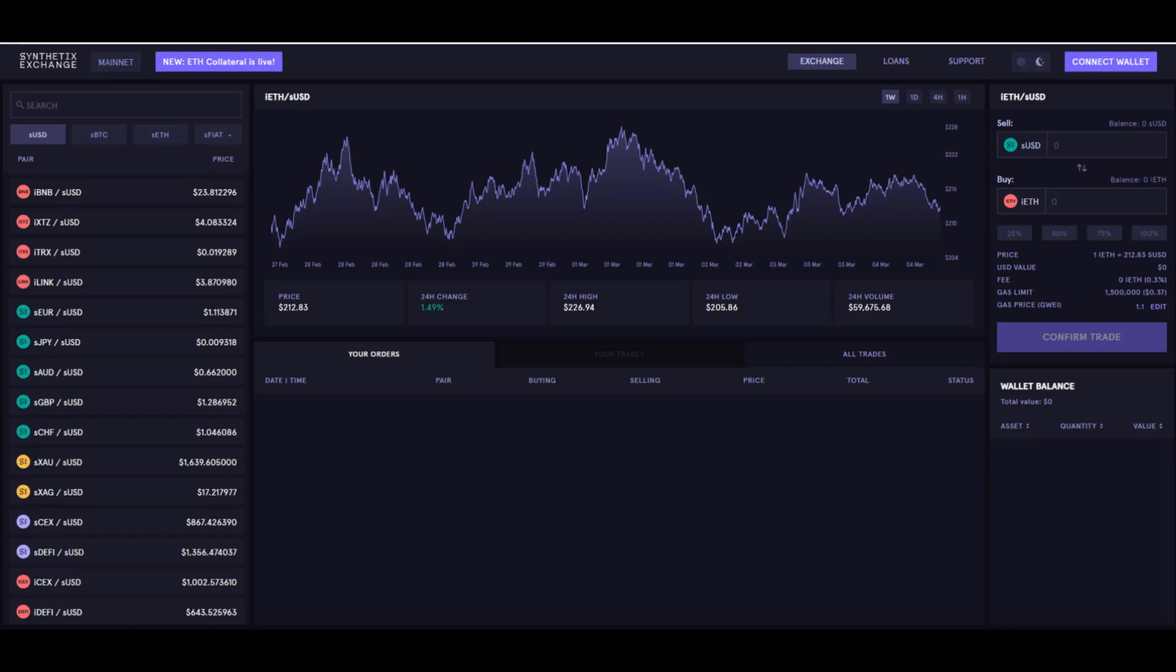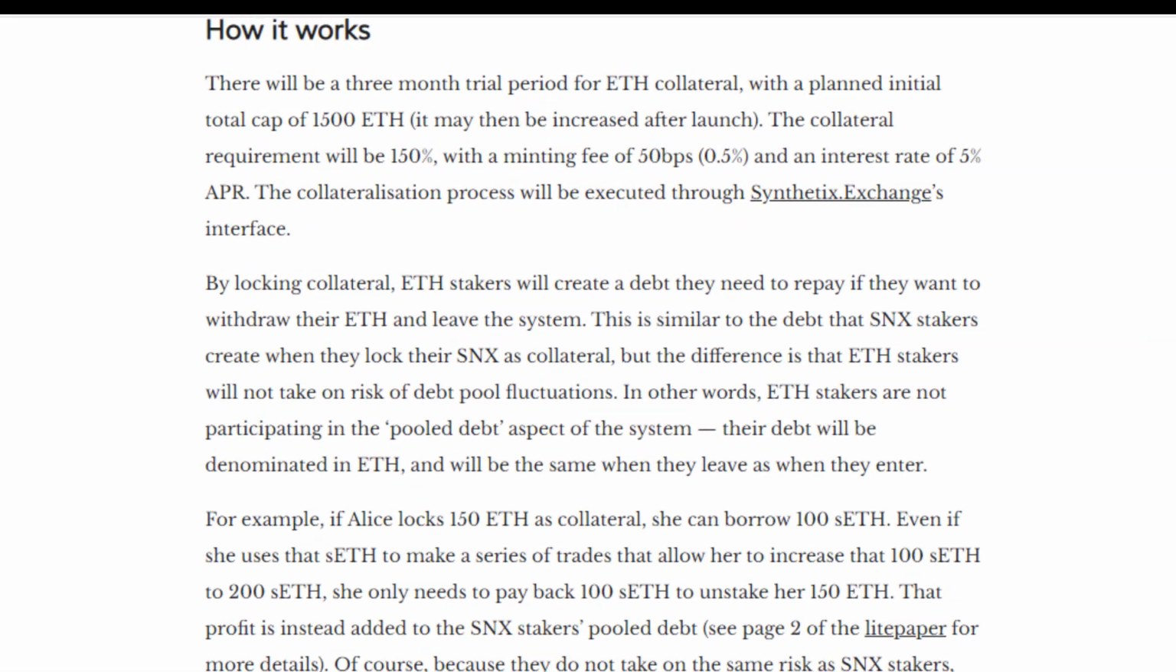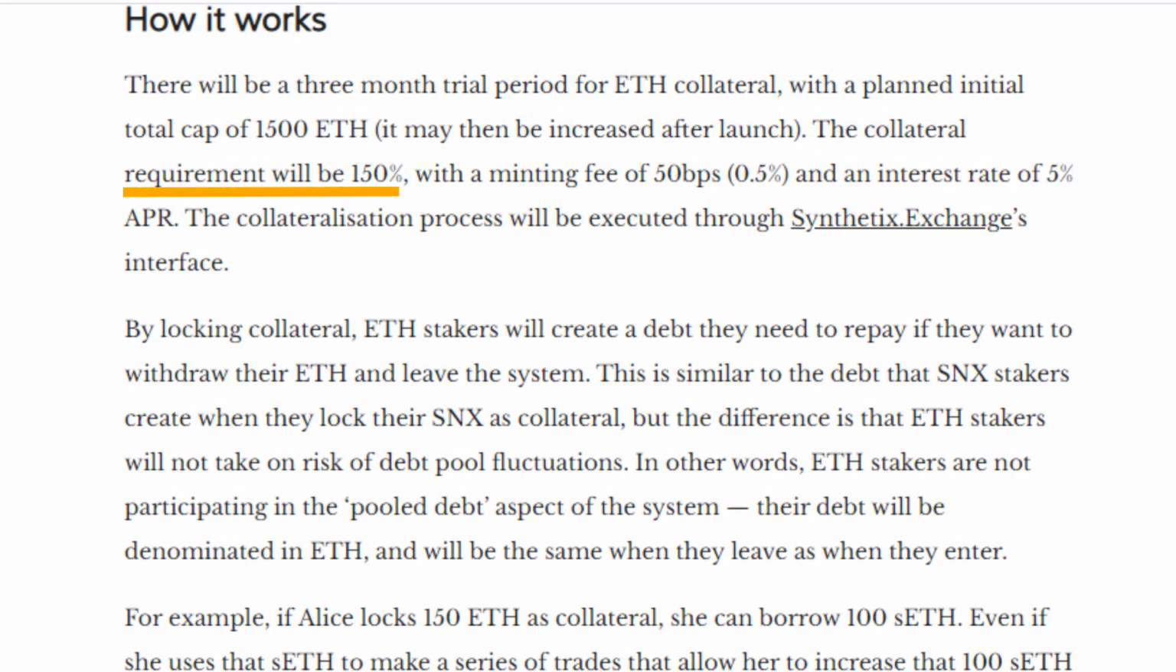For one, they just made ETH a collateral option. Its collateralization ratio is different. It's 150% with a minting fee of 0.5%. So what that means is that if you want to use the platform, you no longer have to buy the SNX token. You can just use Ethereum.